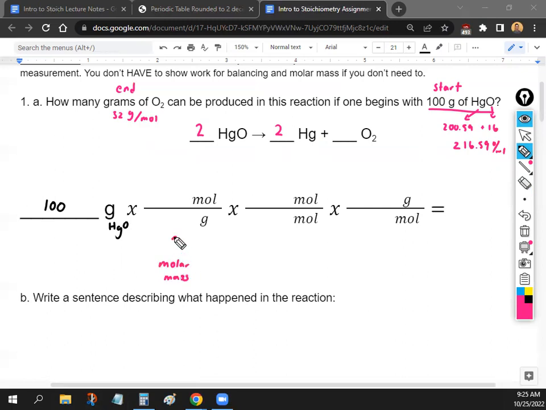Okay, same steps. For the first fraction, we're going to be talking about the molar mass of the starting chemical, right? HgO. So we found the molar mass of HgO, and it was 216.59. So we're just going to write 216.59 grams in 1 mole. And we get that from this value right here, the molar mass of HgO.